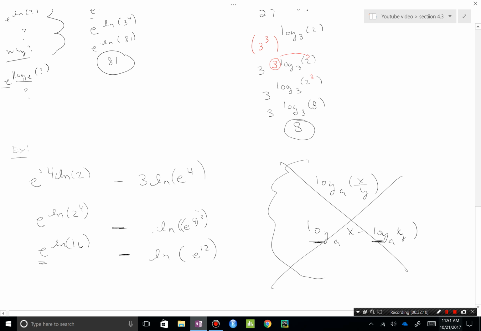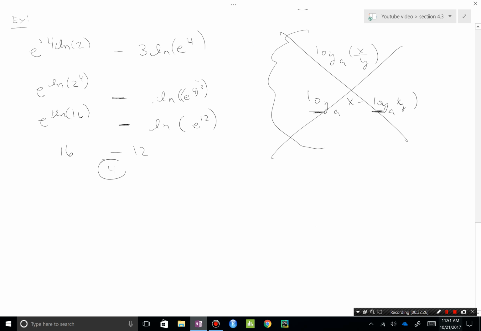So what are we doing here? We're just simplifying. e and ln are going to undo each other because they have the same base, at 16. The coefficients are 1. This will undo each other again. This gives you 12. The answer is just 4. Easy, guys. It's so easy. You just got to take your time with it.